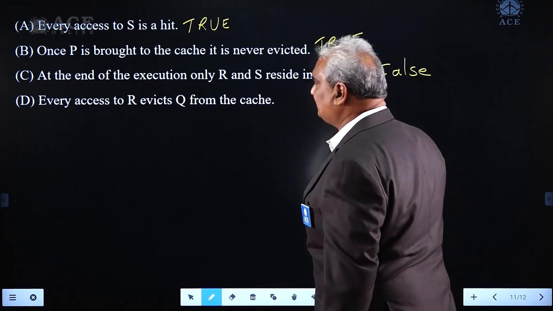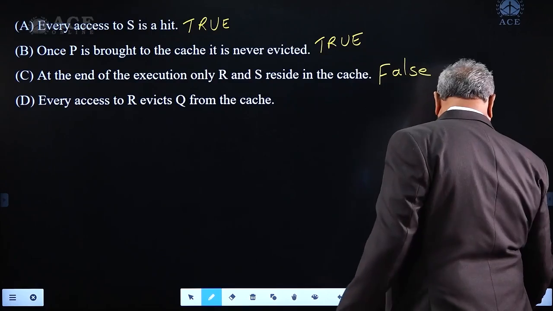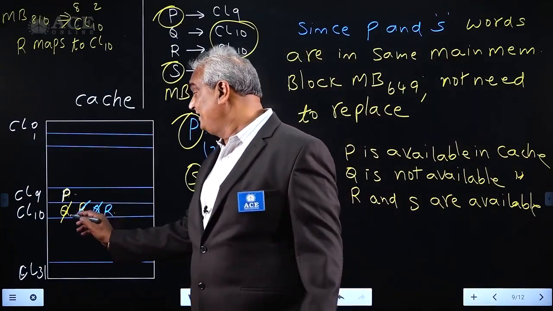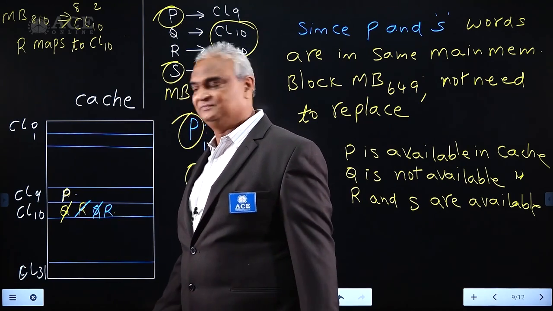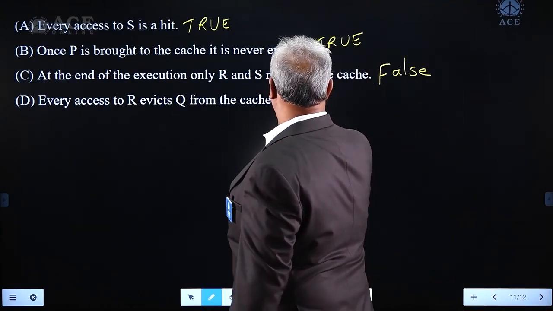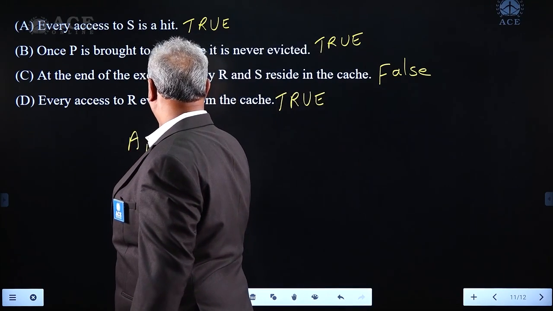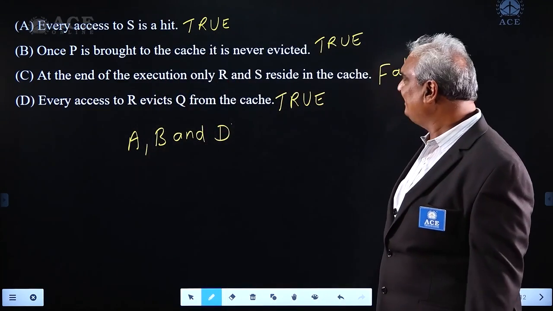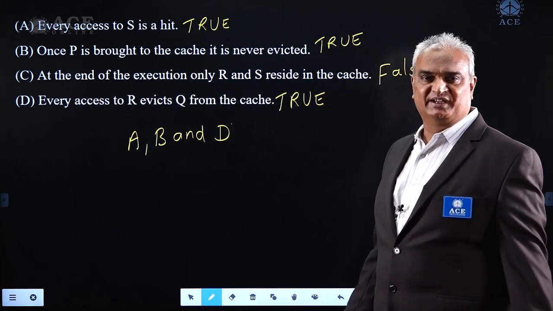Next, every access to R evicts Q from the cache. Yes, it is also true. So the correct statements are A, B, and D, because C is the false statement.